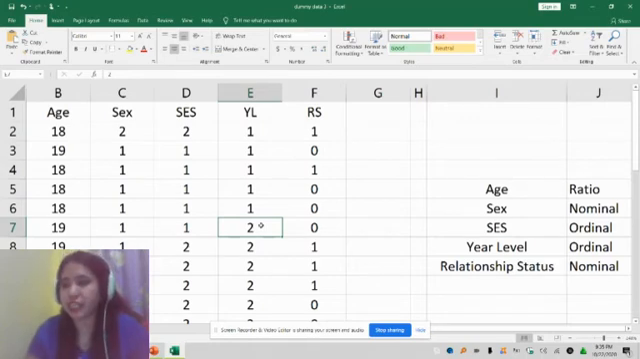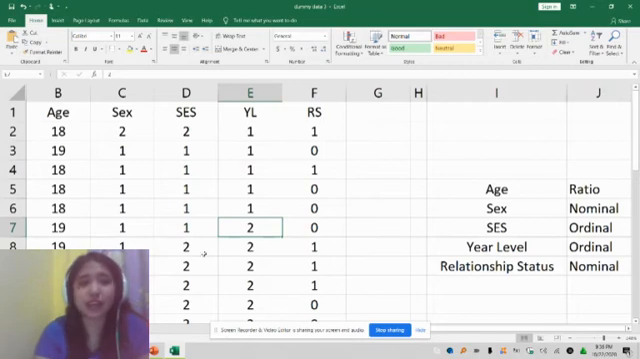So we are actually sure now what are the appropriate charts for our data. It seems that sex, socioeconomic status, year level, and relationship status are all, of course, categorical variables. It's either nominal or ordinal, which means that we're going to construct a pie chart, bar chart, and line chart. While for age, this is the only numerical valued data. So we are going to construct a histogram.